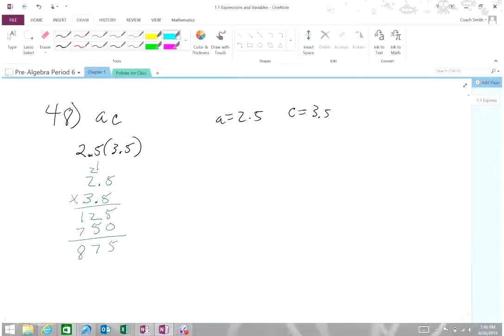Now here's what I was talking about a while ago. You have 1 decimal place, 2 decimal places. So I have 2 places. Okay, so I move it once, twice to right there. So 8.75.